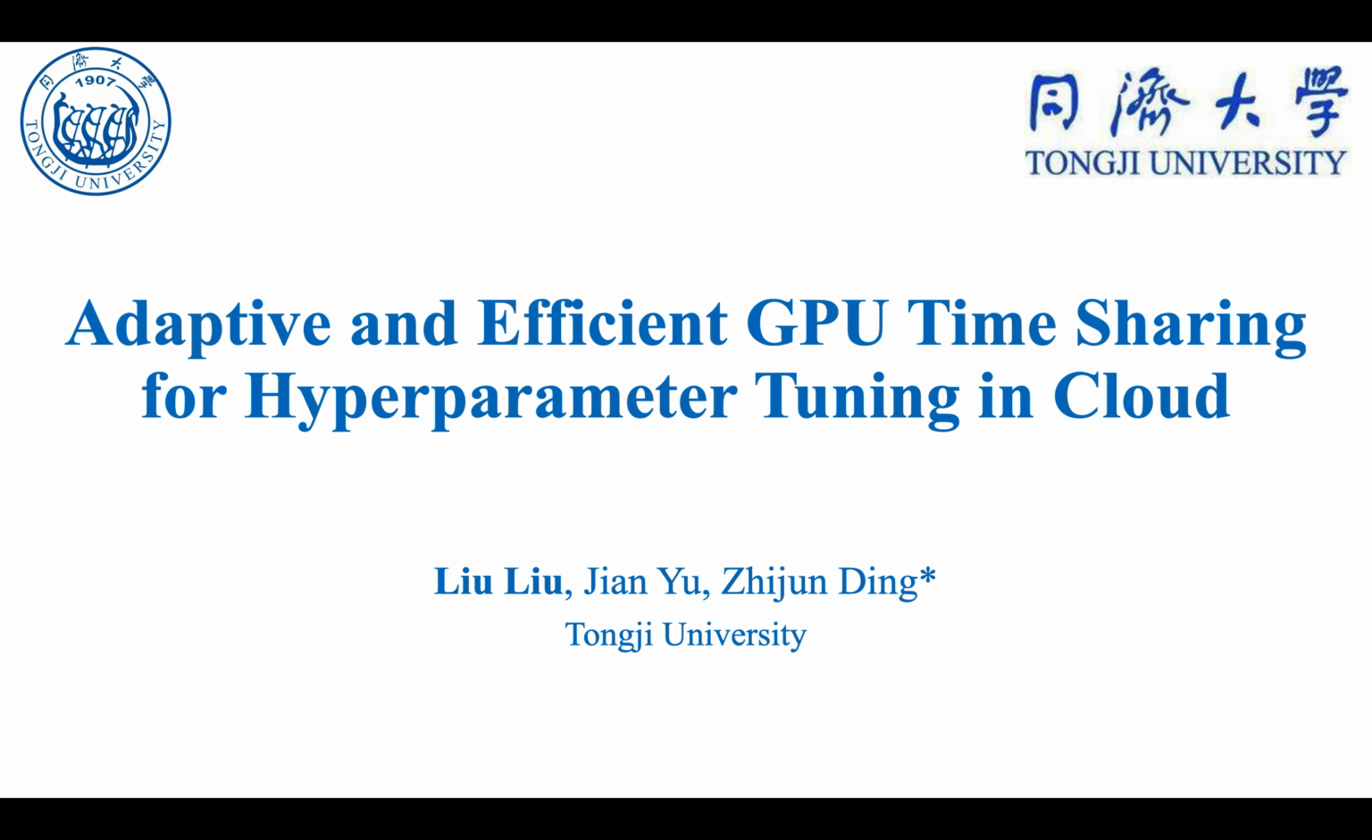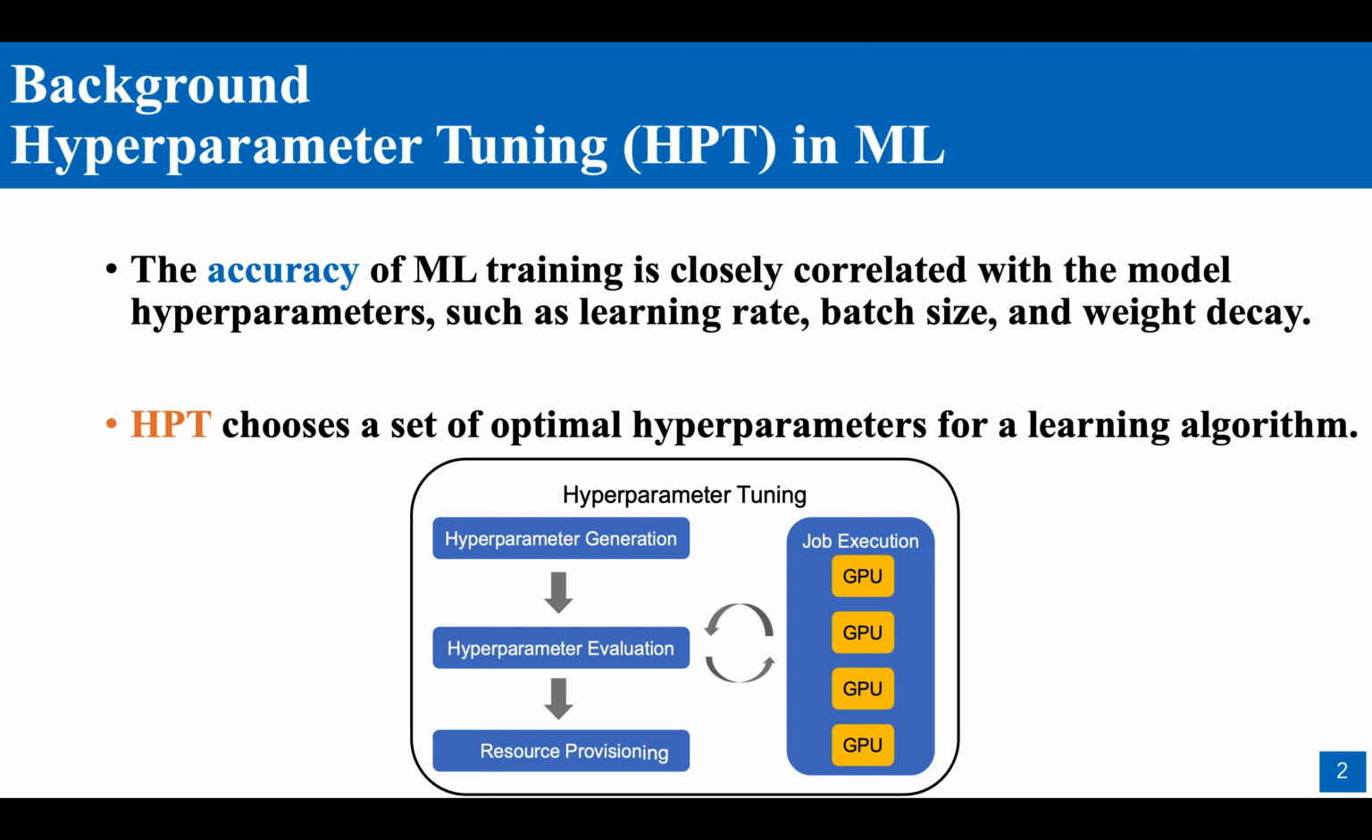Today I will present our paper, Adaptive and Efficient GPU Time Sharing for Hyperparameter Tuning in Cloud. As we know, the accuracy of machine learning training is closely correlated with the model hyperparameters, such as learning rate, batch size, and weight decay. HPT chooses a set of optimal hyperparameters for a learning algorithm.